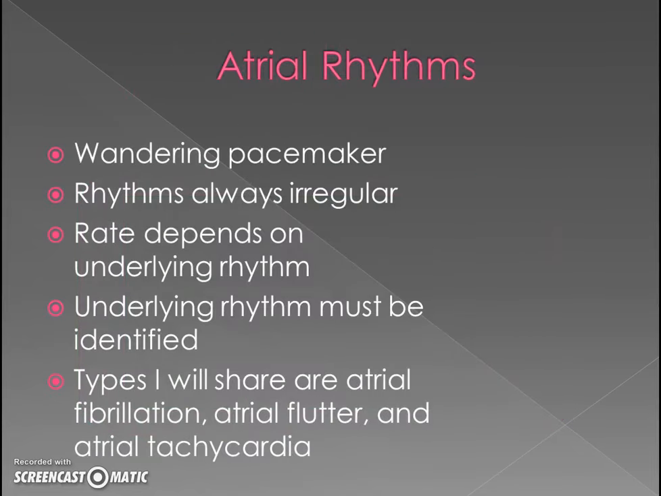So now we're going to talk about atrial rhythms, which is a wandering pacemaker, meaning it's going to be irregular. The rhythms are always irregular. The rate depends on an underlying rhythm. The underlying rhythm must be identified before you can even identify if it's an atrial rhythm or not. The few types I'll talk about are atrial fibrillation, atrial flutter, and atrial tachycardia.